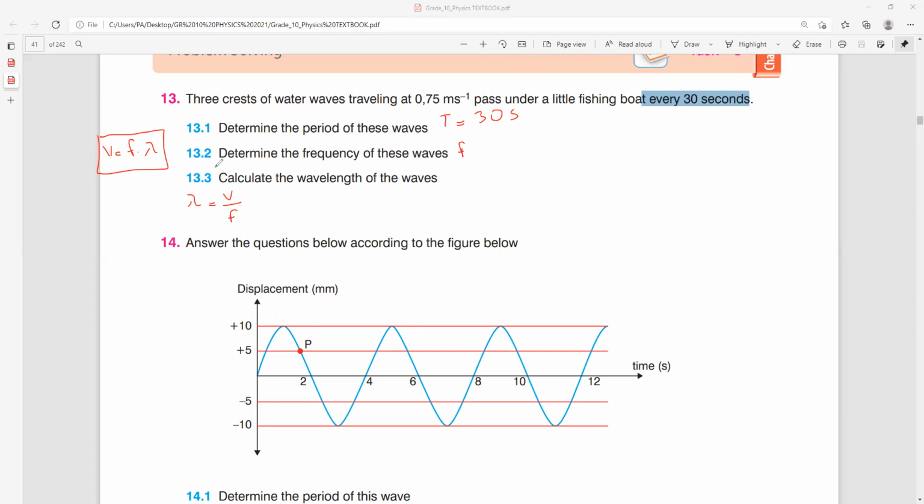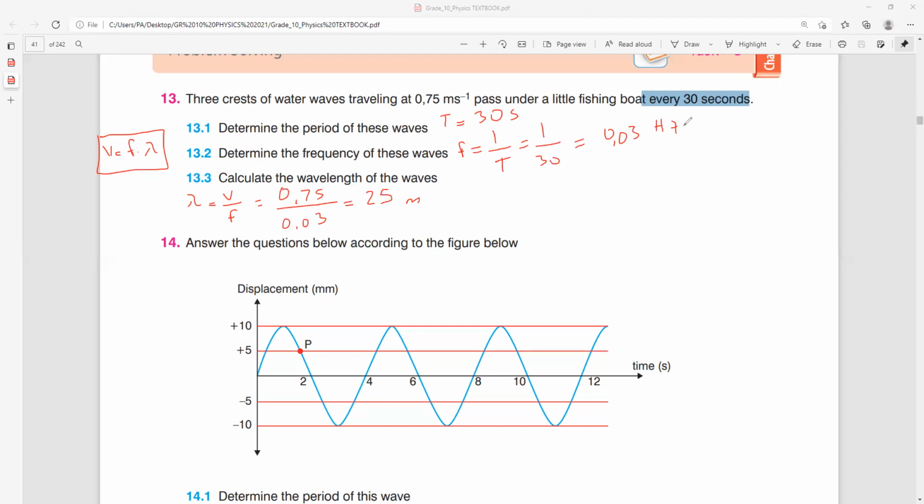Frequency equals, okay, let's carry on. I hope your answers also will come. So F equals 1 over T and then 1 over 30. The answer is 0.03 Hz. And then wavelength equals speed, which is 0.75, over 0.03, and you are getting 25, right? Yeah, 25 meters. Done. Number 13 also done. So only 5 minutes left.